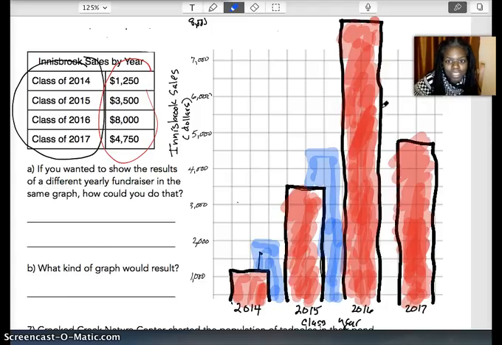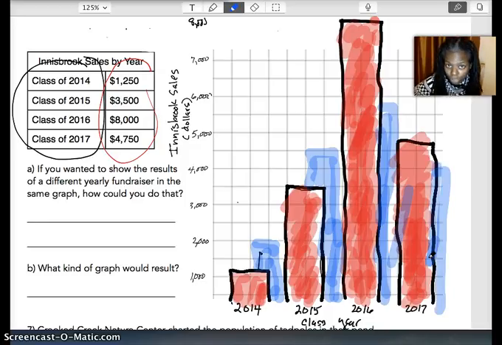Notice that I'm making bars of different colors. These bars of different colors can be right at the side of the bars for the Innisbrook sales, which shows what happened that year with two different sales. So the answer here is, what kind of graph would that be? It would be a side-by-side bar graph.